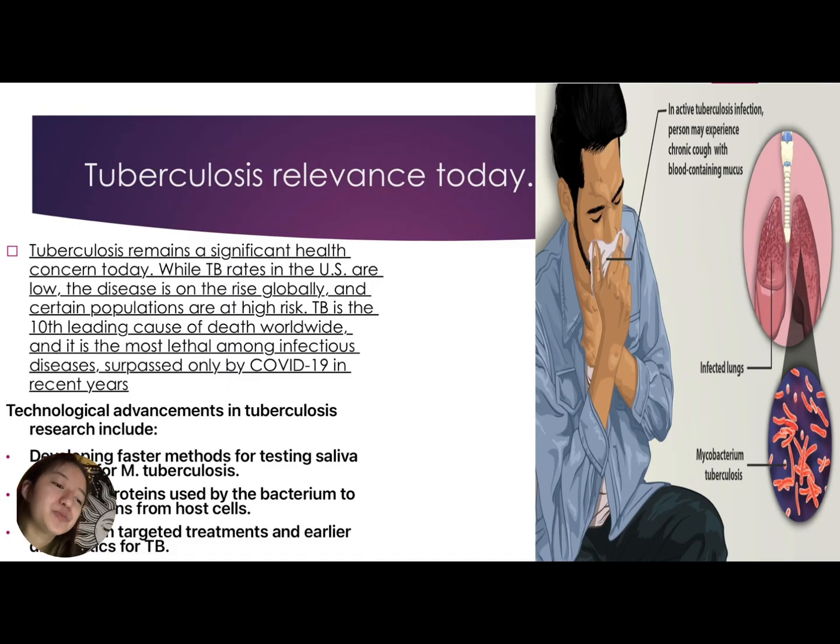Technological advancements in tuberculosis research include developing faster methods for testing saliva samples for tuberculosis, targeting proteins used by the bacterium to steal ions from host cells, and working on targeted treatments and earlier diagnostics for tuberculosis.